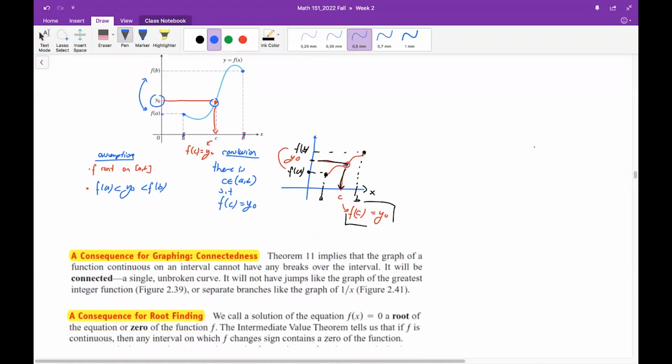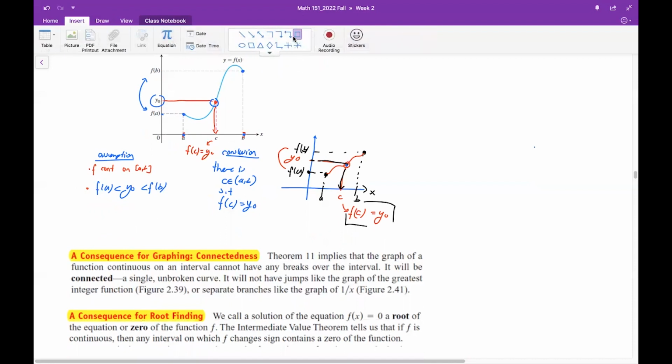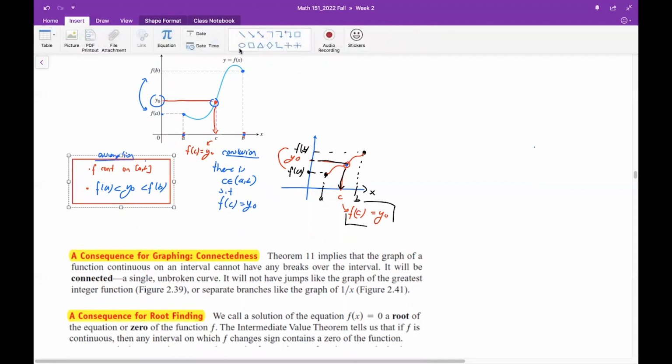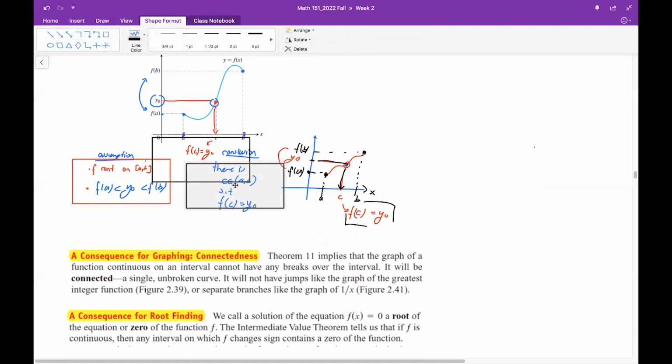Okay, this is the assumption box. This is the conclusion box of the intermediate value theorem. Let me convert them to boxes like this. Assumption box, okay? That's highlighted, and one more box for the conclusion. And this is our conclusion box, like this, okay.